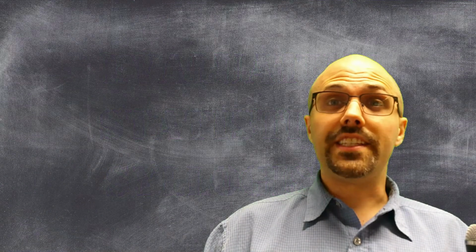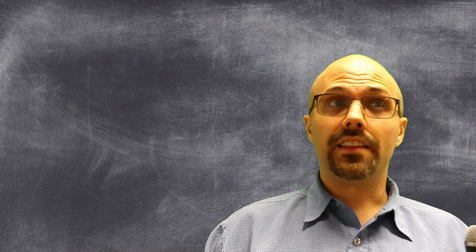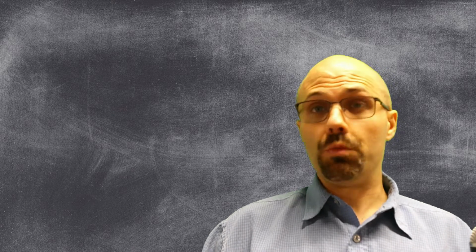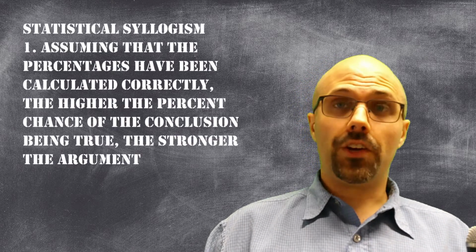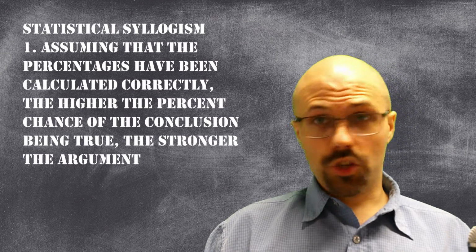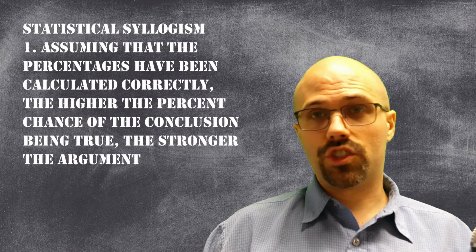All right, so what are our criteria going to be for analyzing these statistical syllogisms? There's going to be two things you should look for. So first one, most obvious, assume that the percentages have been calculated correctly. Just start with that assumption.